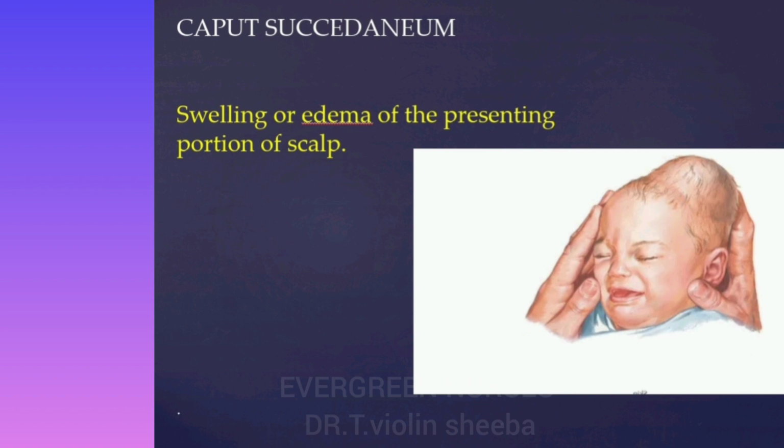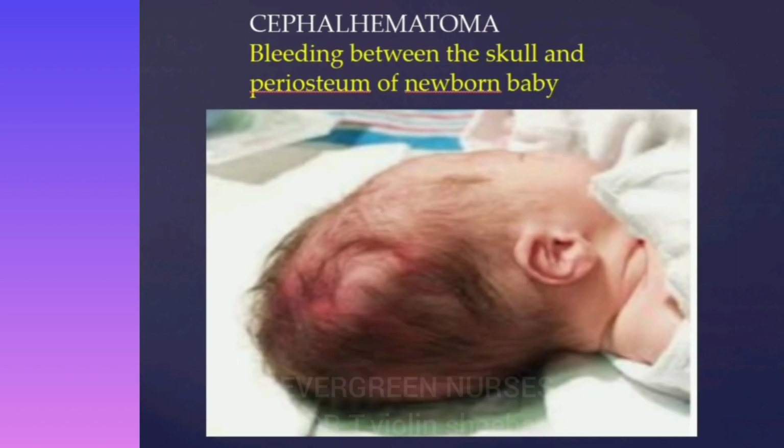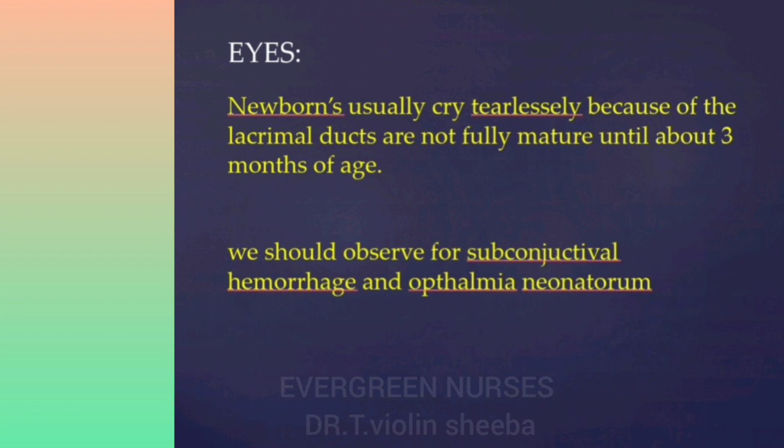It can happen due to prolonged labor. Then we have to assess for any evidence of cephalohematoma, in which blood collects between the newborn scalp and skull. Then we have to assess the eye, assess for any abnormal eye discharge, subconjunctival hemorrhage. Check for any evidence of ophthalmia neonatorum. Ophthalmia neonatorum is a common condition and it occurs mainly among vaginal delivery babies.